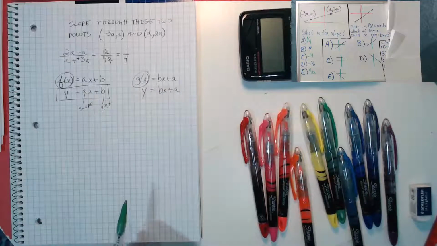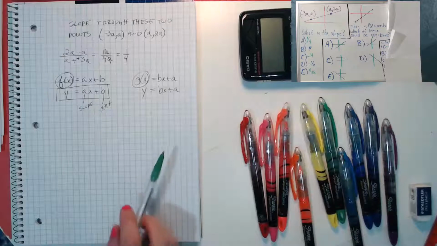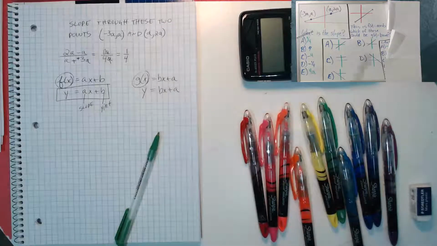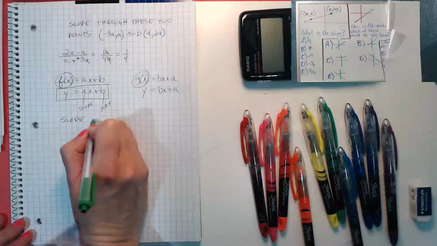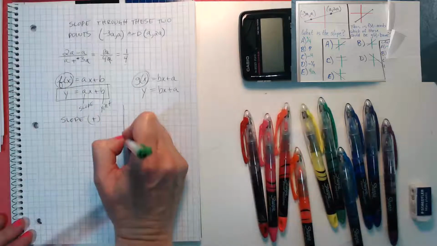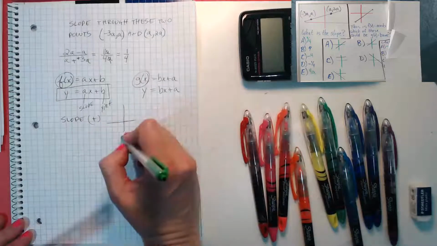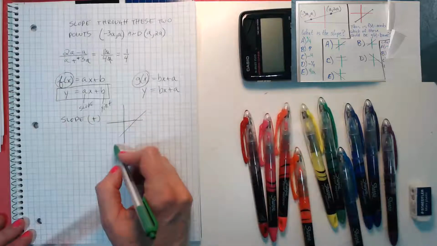So here's the trick on this problem. Just by looking at this line, first of all, is the slope positive or negative? Positive. Slope is positive. Okay, so write that down. Just kind of make a little note here and say slope is positive. Okay, and that's our line. Our little picture looks like this, right? Right, positive slope goes uphill.